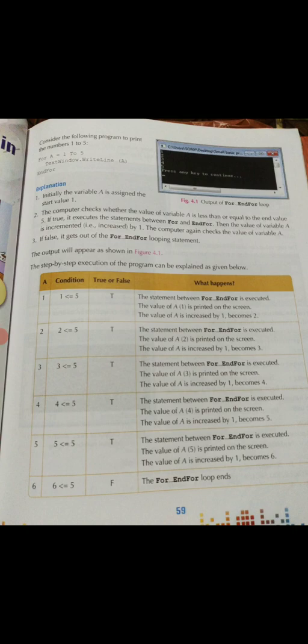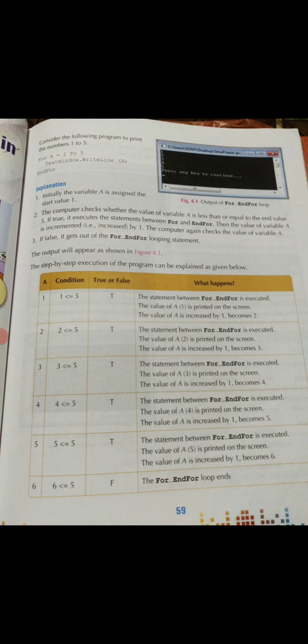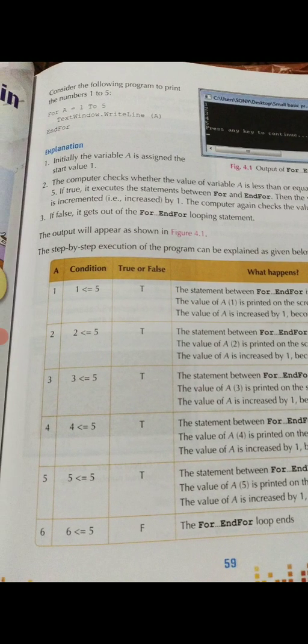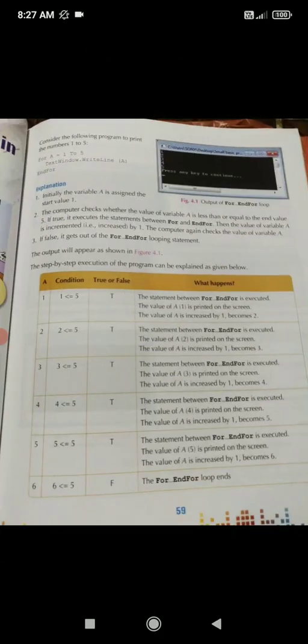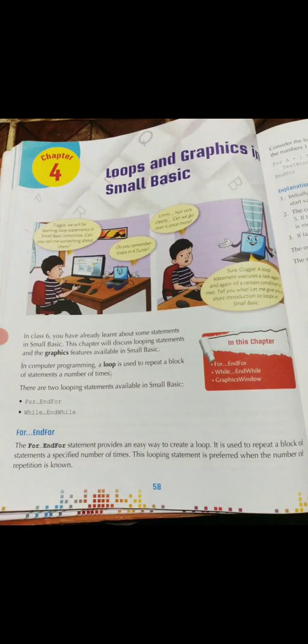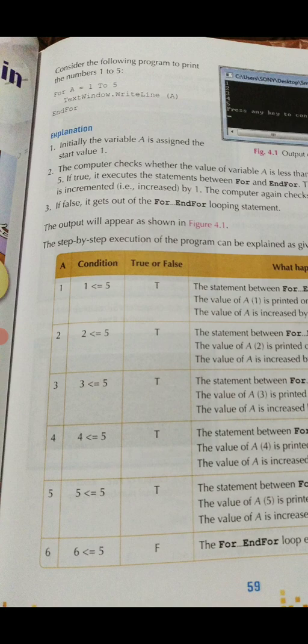Then students, you come to page number 59. Consider the following program to print the numbers 1 to 5. So here an example is given to you, where you have to print the numbers from 1 to 5. Firstly you give For because you are working in the For loop. That's why the program will start with For. For A = 1 to 5.